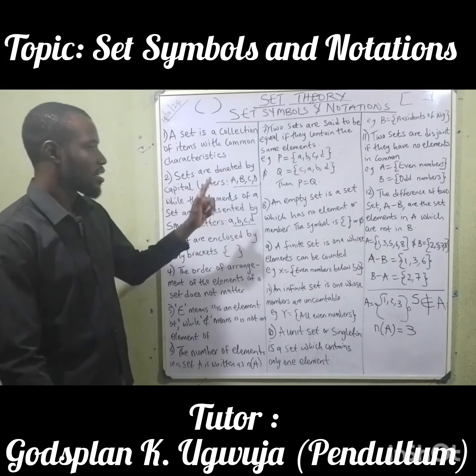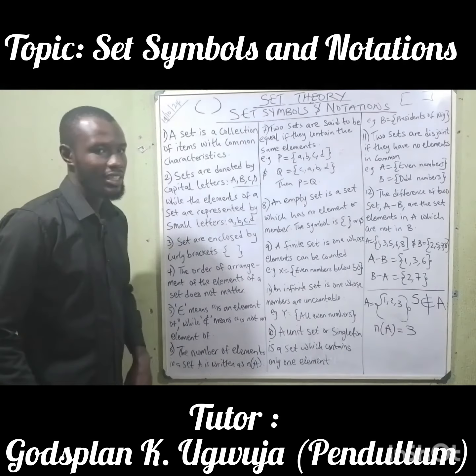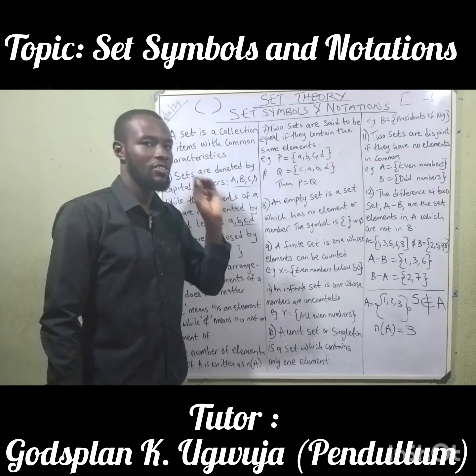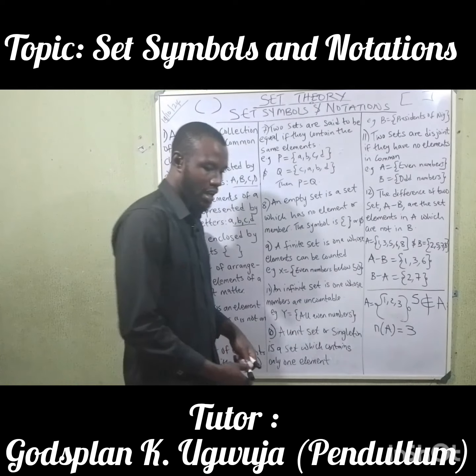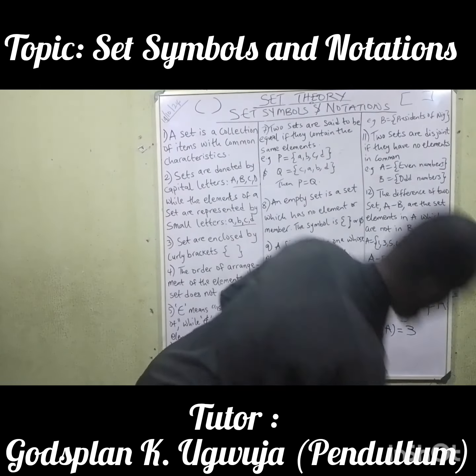I hope that's clear. Alright, number 8: an empty set is a set that has no element or member in it. Alright, an empty set has no element or member in it.